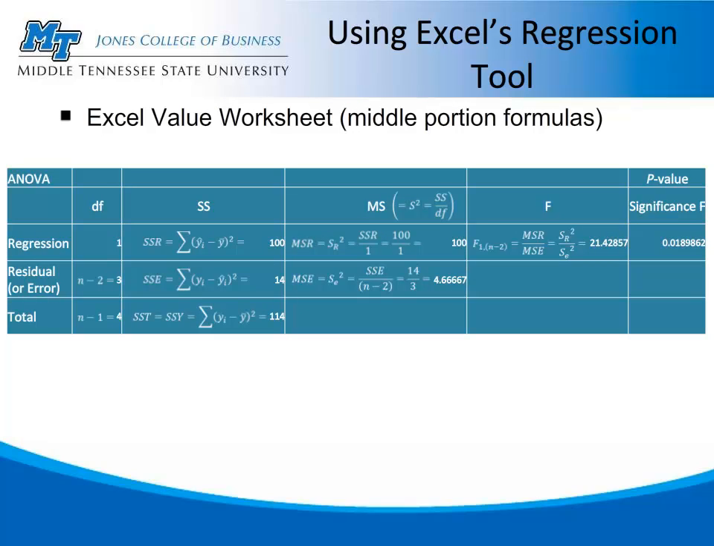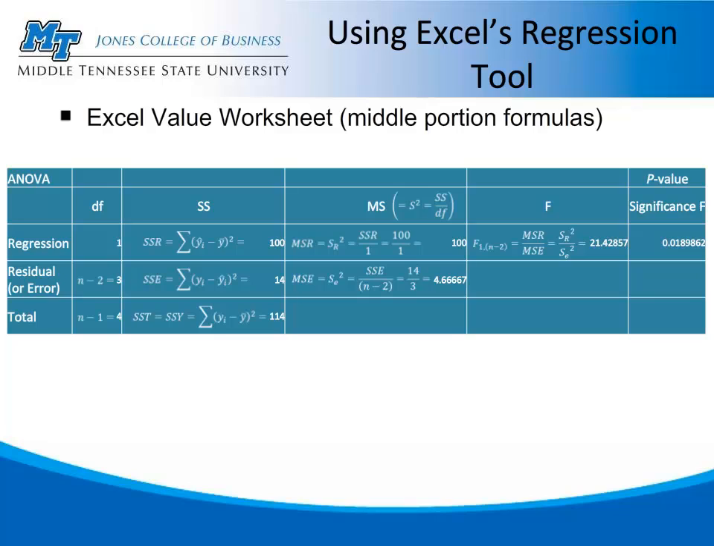Now, this slide shows the calculations in the analysis of variance table. This is the central portion in the basic output that's put out for regression using the regression tool in Excel. ANOVA just stands for analysis of variance. DF stands for degrees of freedom. SS stands for sum of squares, the variation.